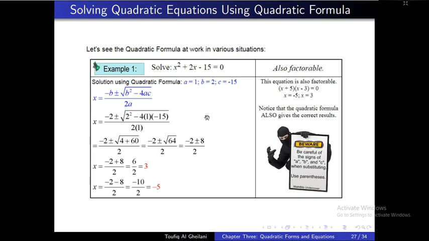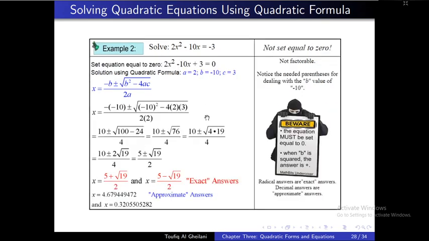Let's take another example. Solve 2x squared minus 10x equals minus 3. Firstly, I have to put this equation equal to 0. So 2x squared the same, minus 10x the same. Then I transfer minus 3 to the left side, positive 3 equals 0. Then I write the value of a is 2, the coefficient of x squared. The b is the coefficient of x. What's the coefficient of x? It is minus 10, and c is the constant term, which is 3.